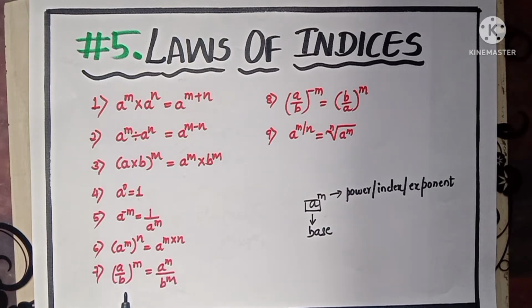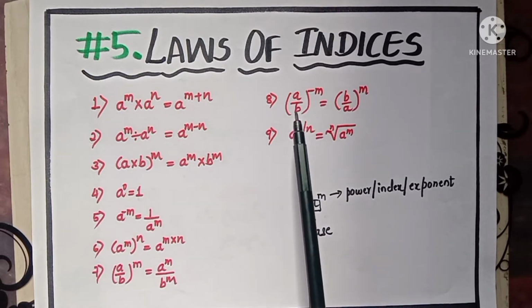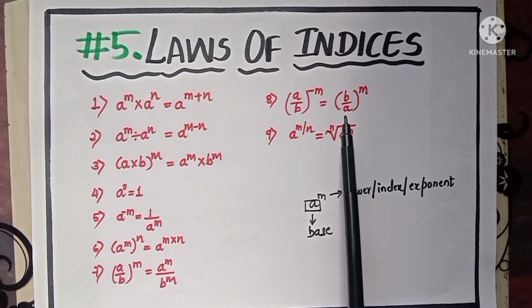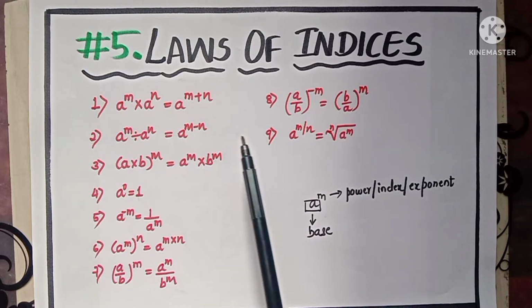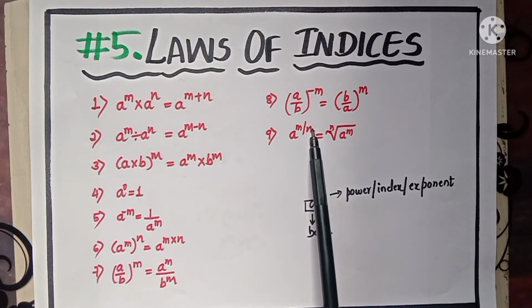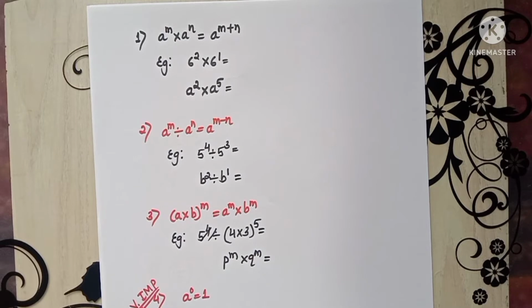Seventh, a divided by b, the whole power m is equal to a to the power m divided by b to the power m. Eighth one, a divided by b, the whole power minus m is equal to b divided by a, the whole power m. Ninth, a to the power m divided by n is equal to nth root of a to the power m. Let us understand these laws one by one.